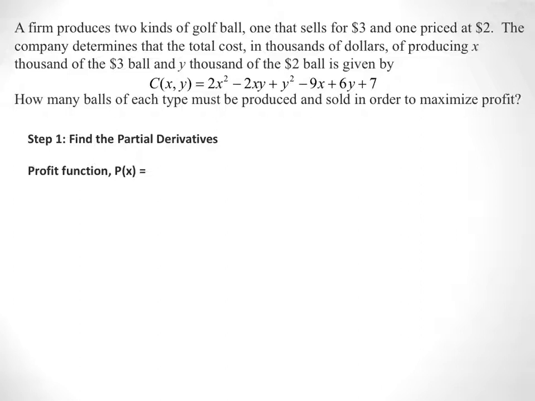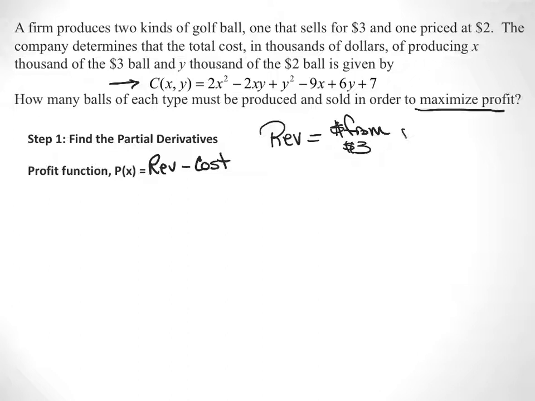Okay, welcome back. We know we want to maximize the profit. They give us cost, but they don't give us revenue, and we know revenue minus cost is going to be the profit function, so we need revenue. The revenue is going to be the money from the first kind of ball, which is $3, plus the money from the second kind of ball, which is $2.